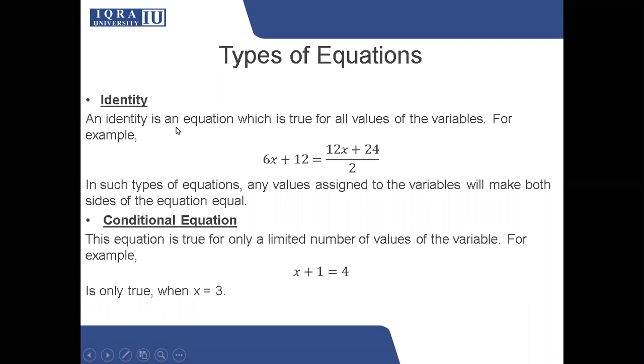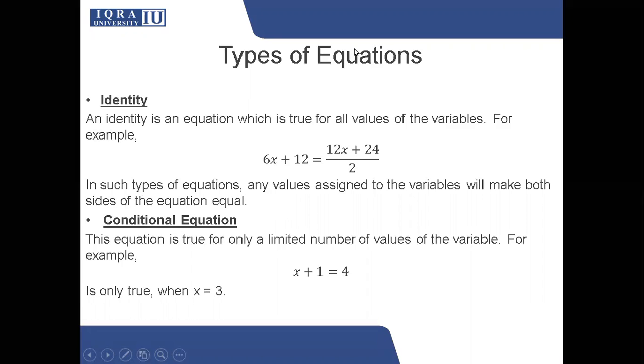So basically, there are three types. The first type is an identity. What is an identity? An identity is an equation which is true for all the values of the variables. For example, right here, I have on the left side 6x plus 12, and on the other side, I have 12x plus 24 divided by 2.